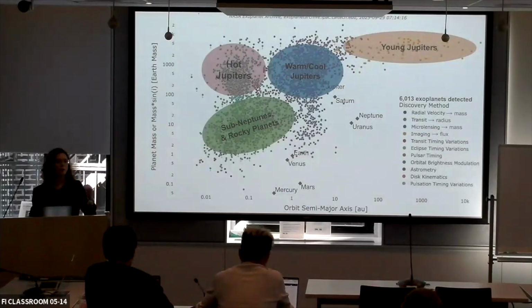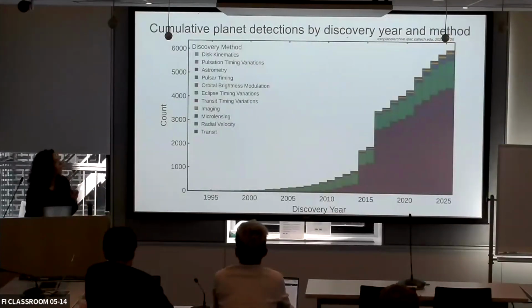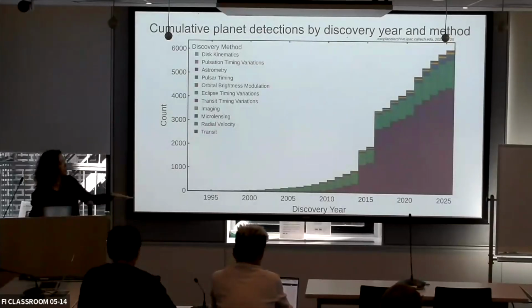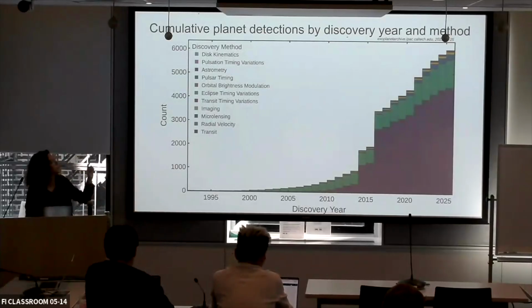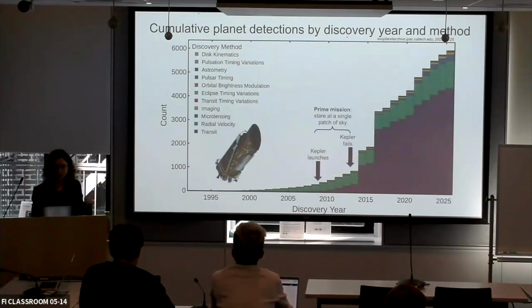So what do we know about these planets from the statistical perspective? To do that, we have to look at how these were detected. So this is now the number of planets detected as a function of discovery year and colored by the discovery method. This is a really nice image that came out as a result of the 6,000 number being hit. So it's a little bit cleaner than the one I used to use. So that was great timing.